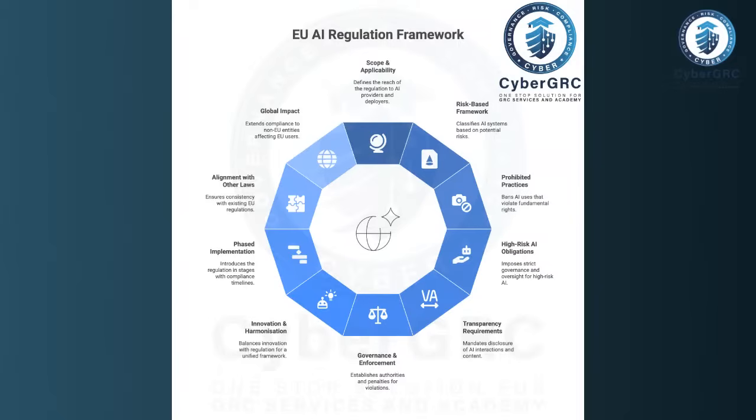Then you have alignments with other laws, phased implementation, innovation and harmonization, and global impact. So all these are the EU AI regulatory framework requirements and main features. How ISO 42001 helps with this is that once you implement the standard, most of these compliances you're already meeting, what you saw on the screen right now.